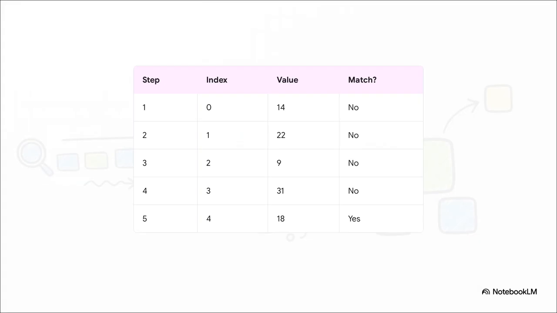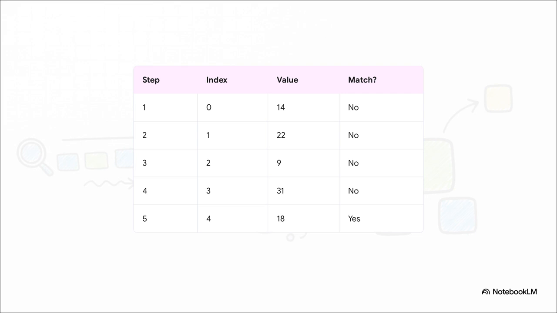Let's actually look at a trace table to see this in action. It's kind of like a play-by-play commentary. Our data list is 14, 22, 9, 31, 18. And our target? We're looking for 18. Okay, step 1, we check index 0. The value is 14. Is it a match? No. Step 2, we move to index 1. Value is 22. Match? No. Step 3, index 2, value is 9. Still no. Step 4, index 3, value is 31. Still no. I mean, it's an absolutely grueling process.